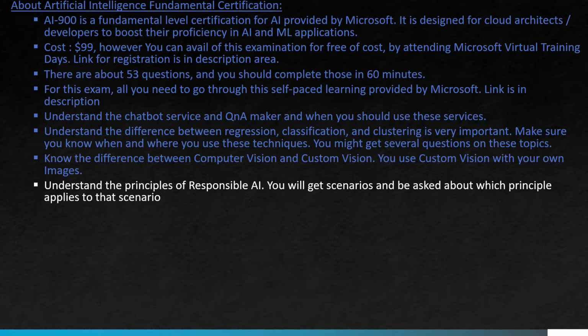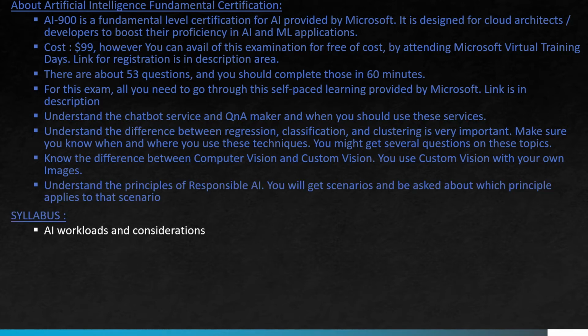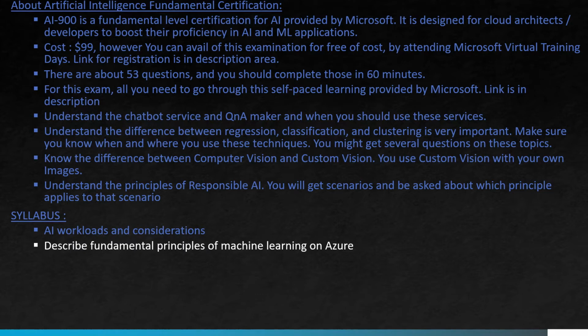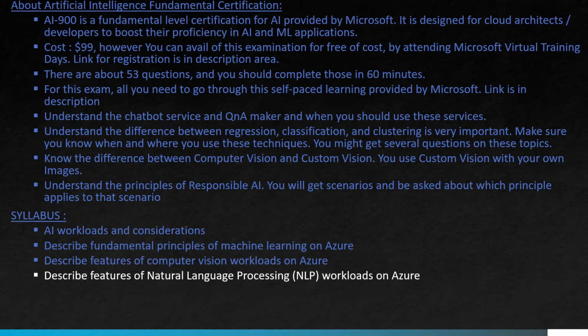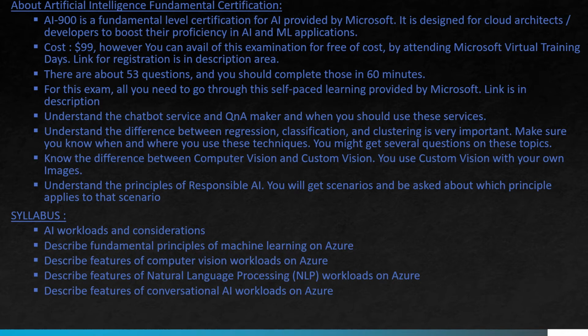Okay, now understanding the principles of responsible AI. There are 5 principles for responsible artificial intelligence. You will get to know the scenarios and in which scenario which principle will be applicable. Okay, then this is the syllabus: AI workloads and considerations, fundamental principles of machine learning, features of computer vision, features of natural language processing, right? So all these topics you have to cover one by one. Okay.